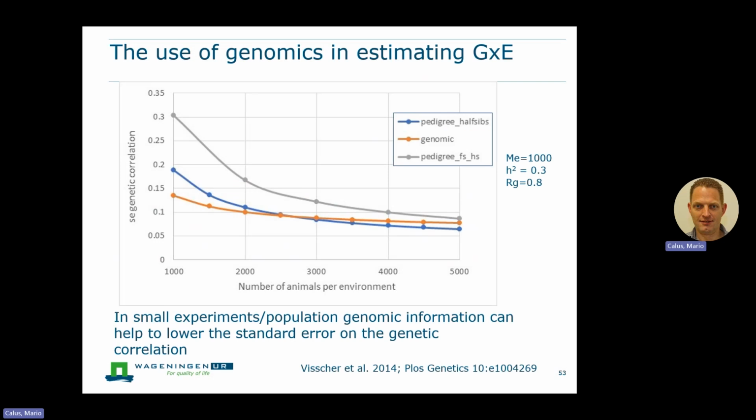If we take that formula into consideration, then we can again do the same kind of experiment, working through these different formulas. Here we have the number of animals per environment, again on the y-axis, the standard error of the genetic correlation. And what we can see is that if we have pedigree half-sibs or genomic information, that all yields relatively similar standard errors of the genetic correlation, unless the number of animals per environment becomes quite low.